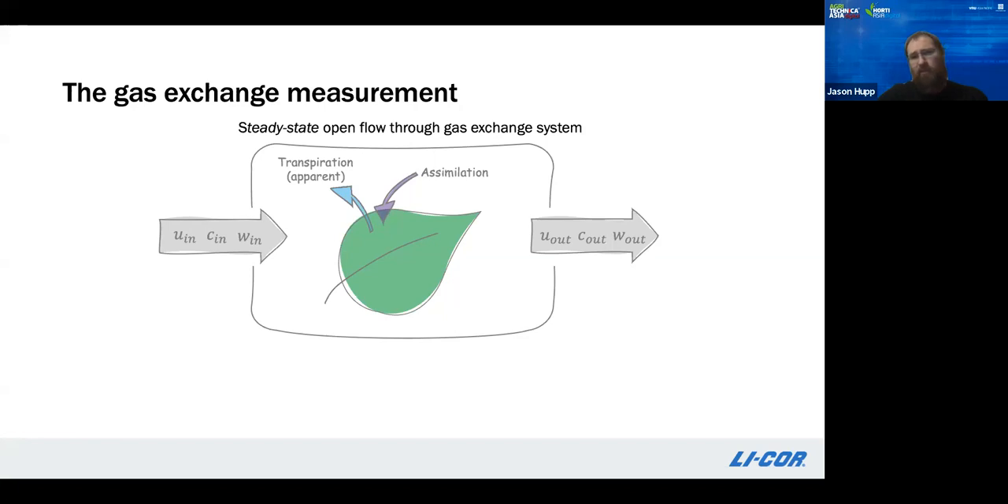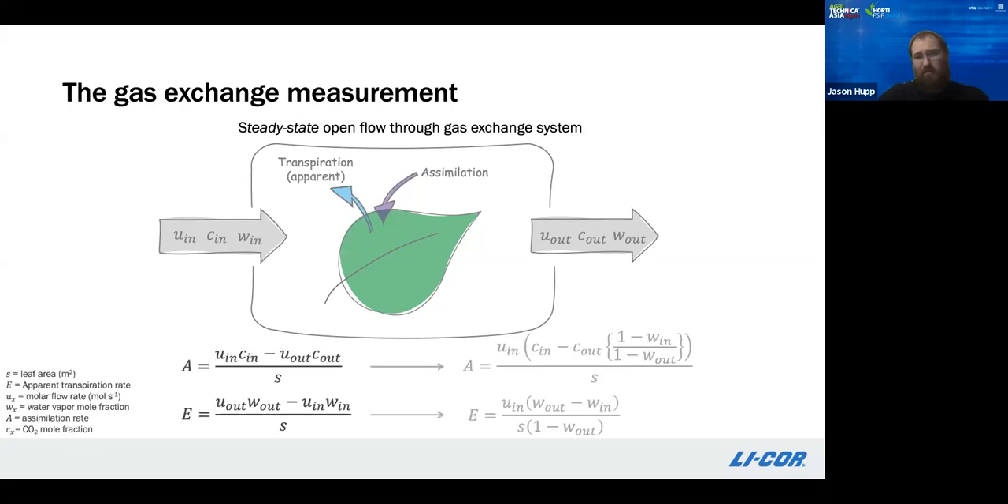And the steady state open flow through part of this is that that box is open on both sides, and we have a constant stream of air entering it and exiting it. And that air enters at some molar concentration for carbon dioxide and water vapor and some molar flow rate. And then it exits at some different carbon dioxide and water vapor concentration. And because the concentration is different, it exits at a different molar flow rate, right? We're counting molecules as they move through the box. And the mass balance for a system like this looks pretty simple.